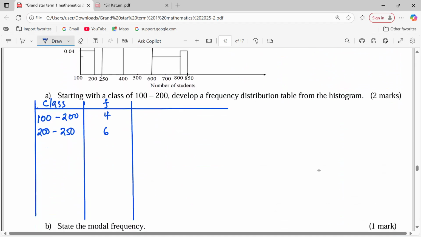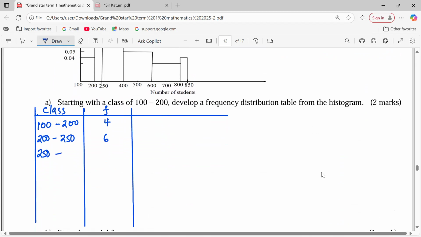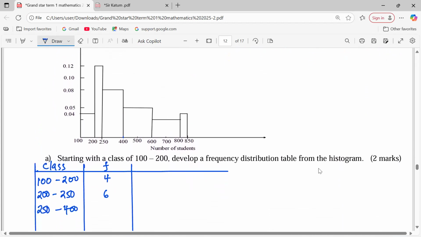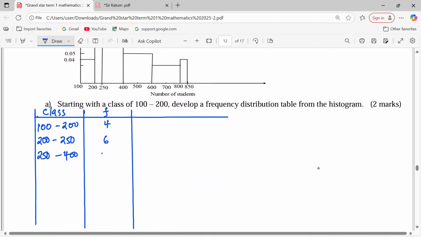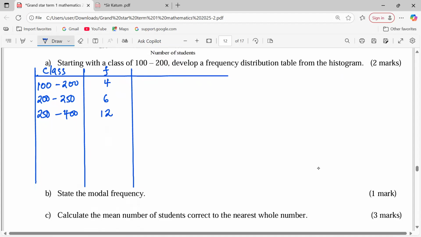The next class is from 250 all the way to 400, according to the graph. From 400 back to 250, we have 150. So the class length is 150, and we multiply it by the height of 0.08. This gives us exactly 12 as the frequency in that class.